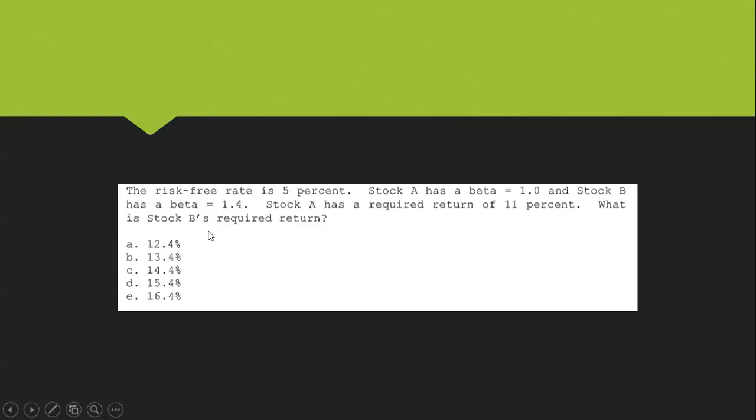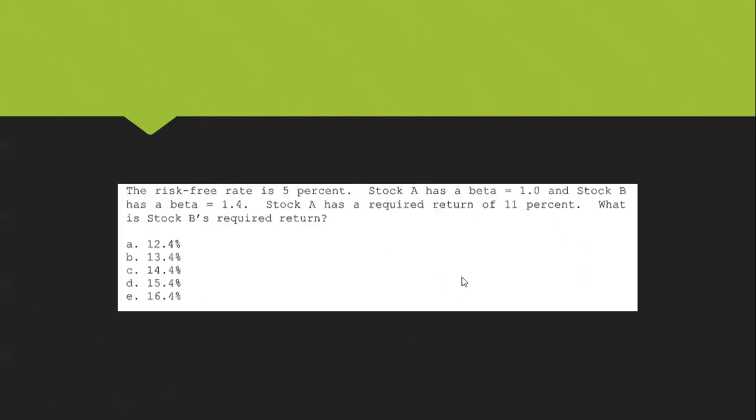Okay, so here, stock A's required return was already given at 11%. But the question is stock B's required return. So what is missing here? If you notice, we were not given the market return. So first, you need to solve for the market return.